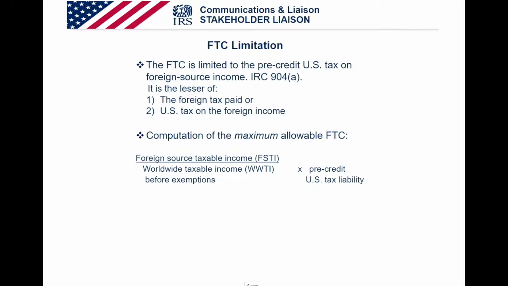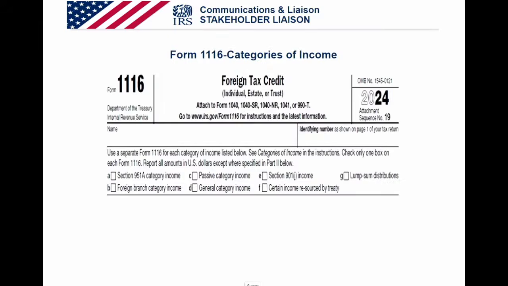Now, the maximum allowable foreign tax credit is often expressed with the formula you see here. The numerator takes total foreign source taxable income and divides it by the denominator, which is the total worldwide taxable income. And this is the percentage of the foreign source taxable income. The fraction is then multiplied by the U.S. tax before credits, and the result is the foreign tax credit limitation. And that limitation also applies to each separate category of income, which is our next topic.